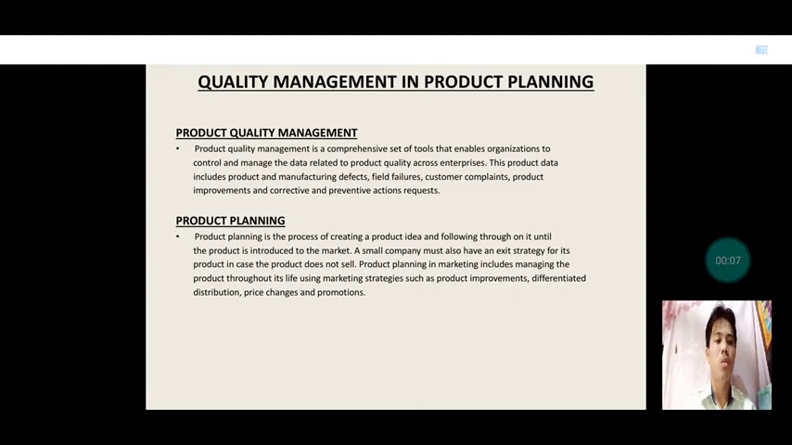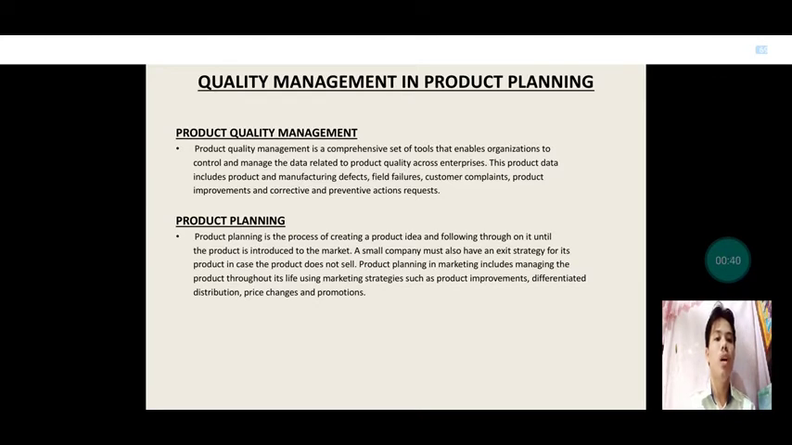For today's topic is all about quality management in product planning. From the title, you can see that there are two root words, which are quality management and product planning. So let us define quality management. Product quality management is a comprehensive set of tools that enables organizations to control and manage the data related to the product quality across enterprises.